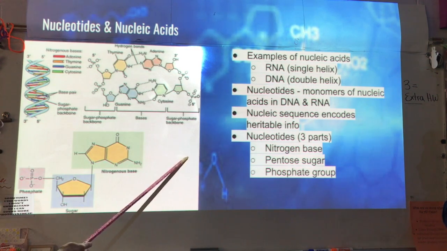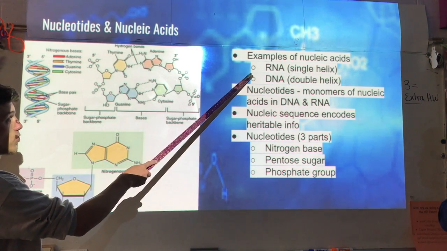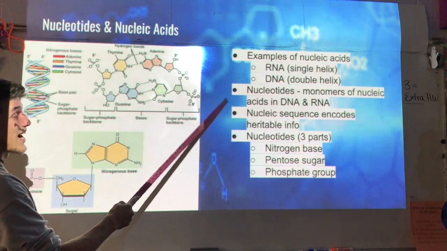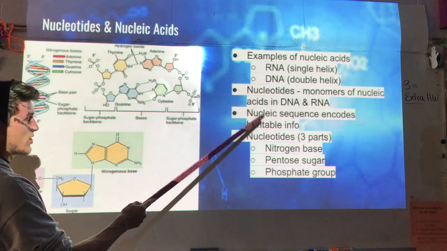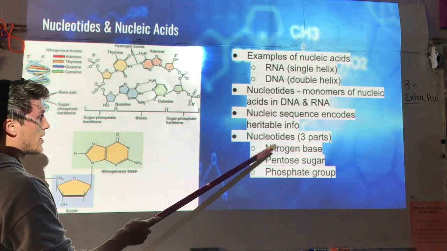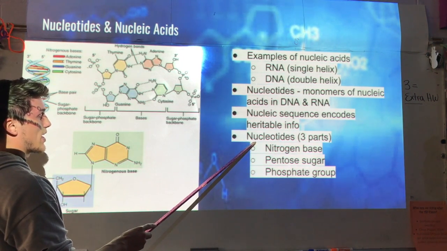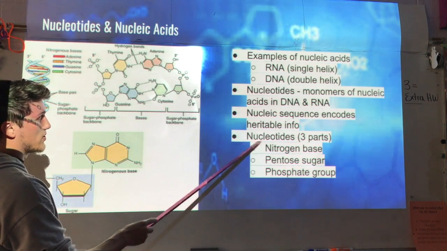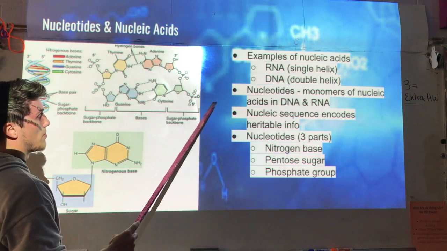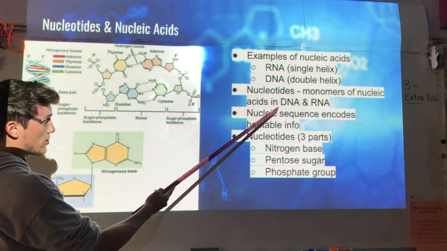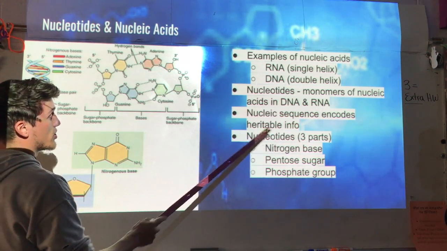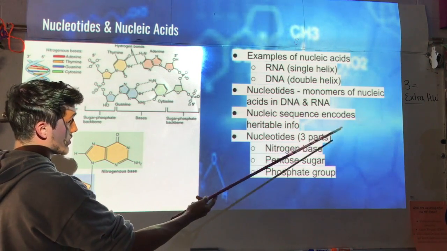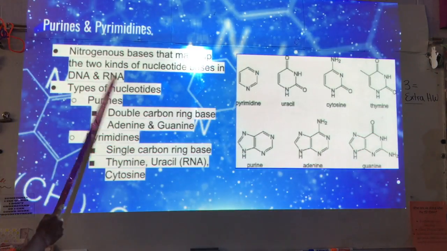You can see that here as well as up here. And some examples of nucleic acids are RNA, which forms in a single helix, and DNA, which forms in a double helix. Nucleotides are the monomers of nucleic acids in DNA and RNA. So the nucleotides are made up of these 3 things: nitrogenous base, pentose sugar, phosphate group, and then these nucleotides are what ends up making nucleic acids, which make your DNA and RNA, which is the heritable information that the nucleic sequence encodes for. So that's that.